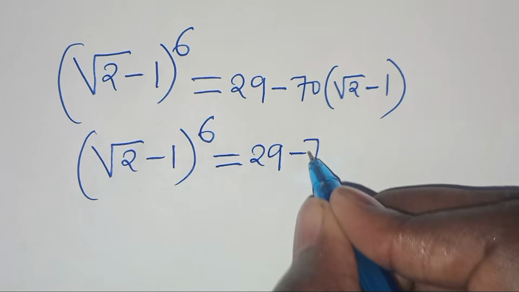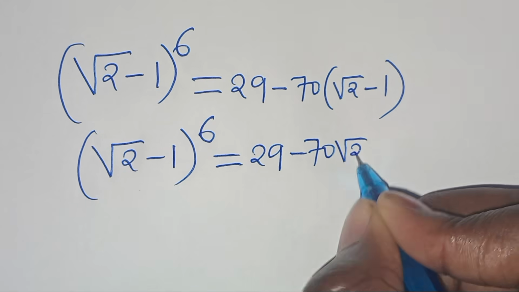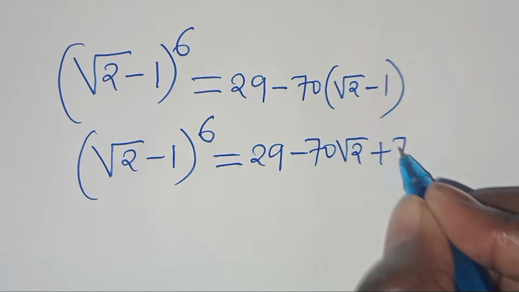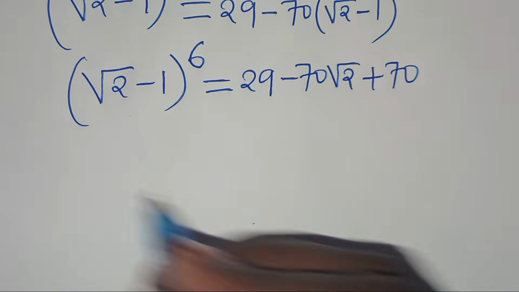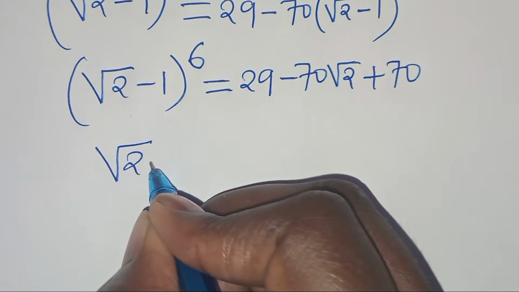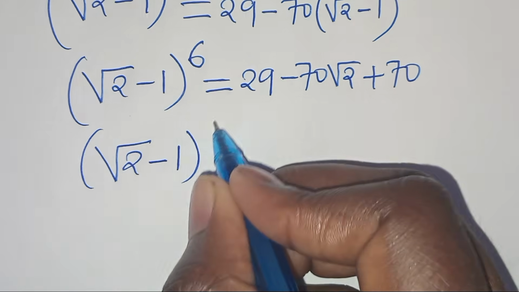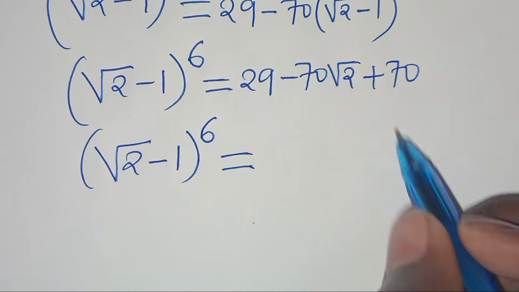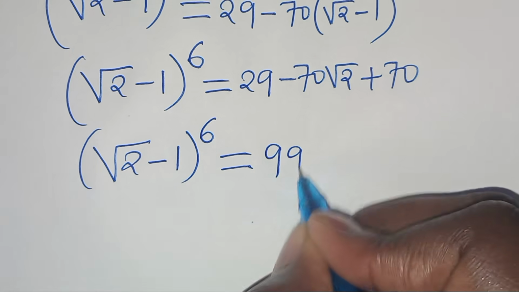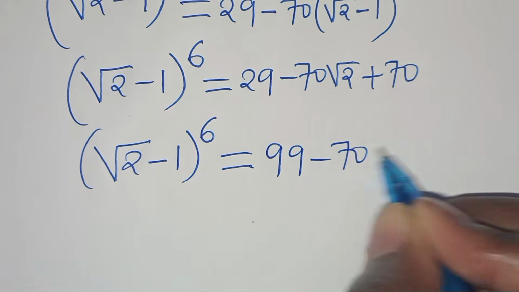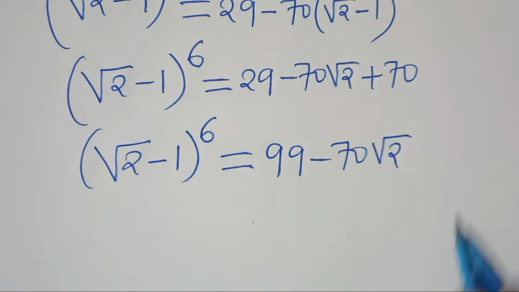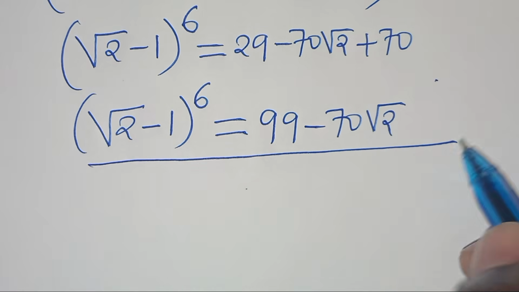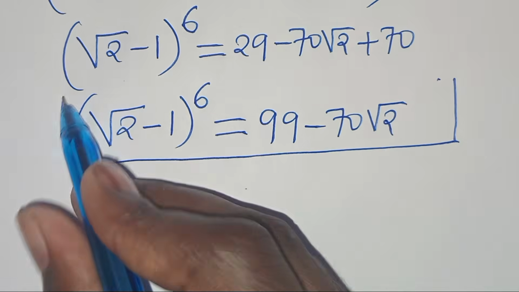So this is minus 70 root 2. Then minus 70 times minus 1. This is plus 70. So we have that square root of 2 minus 1 to the power of 6. This is equal to 29 plus 70. This is equal to 99 minus 70 square root of 2. And this is the solution to this square root math problem.